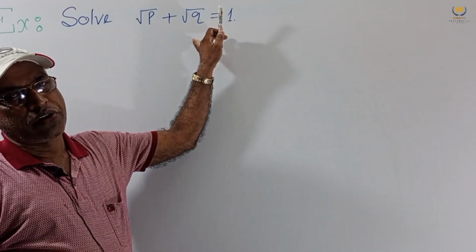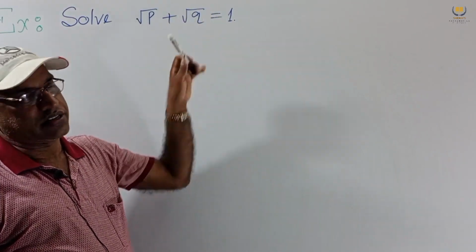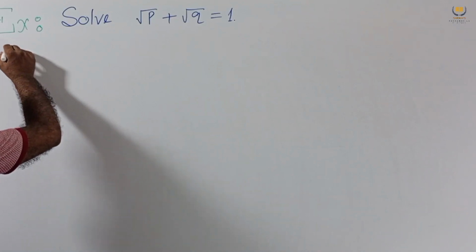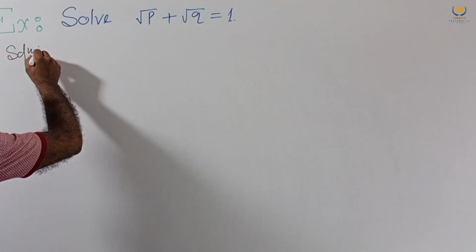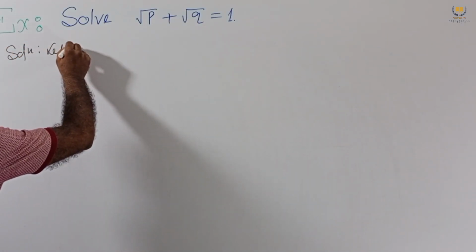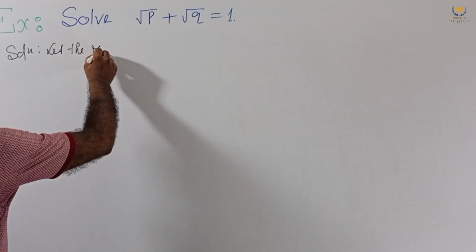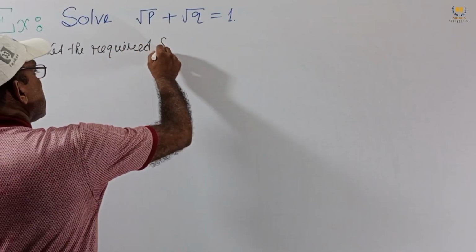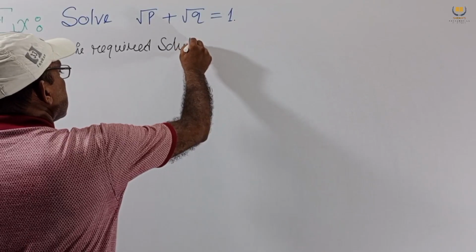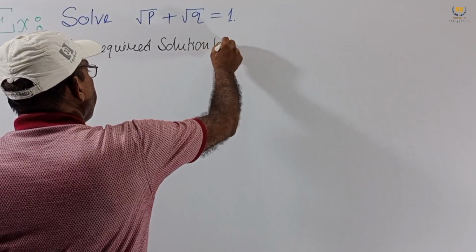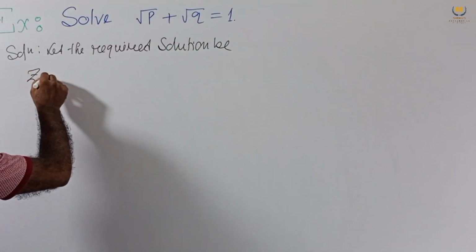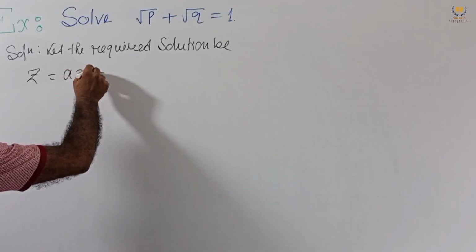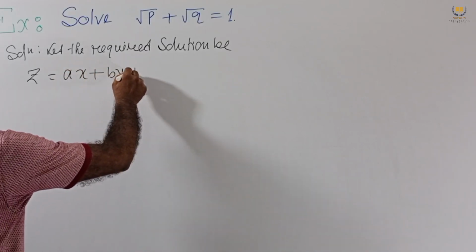This is also a non-linear partial differential equation. Now the solution. Let the required solution be z equal to ax plus by plus c.